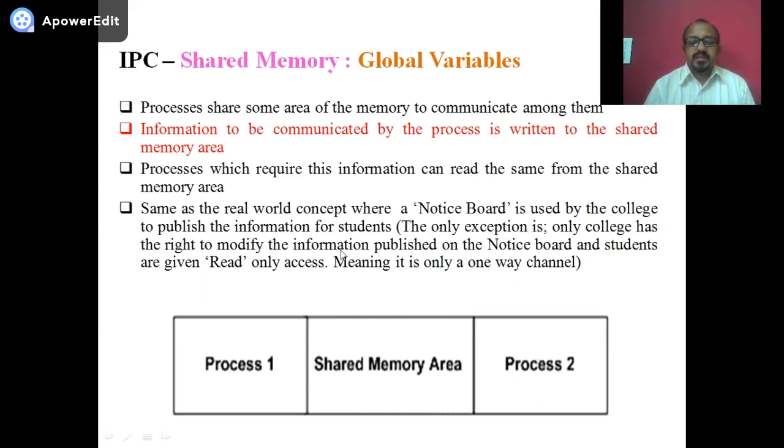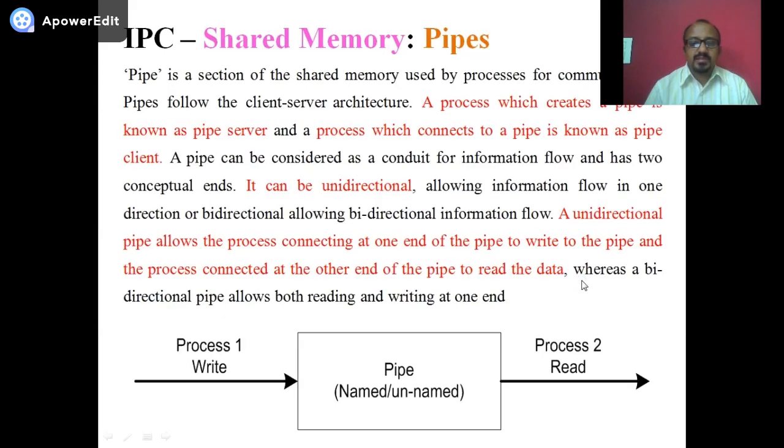Then one simple analogy example is here: a notice board in the college. The college authority will display the messages on the notice board. It's a shared area where one party displays the message and the other students access it. So this is one simple example to help understand this.